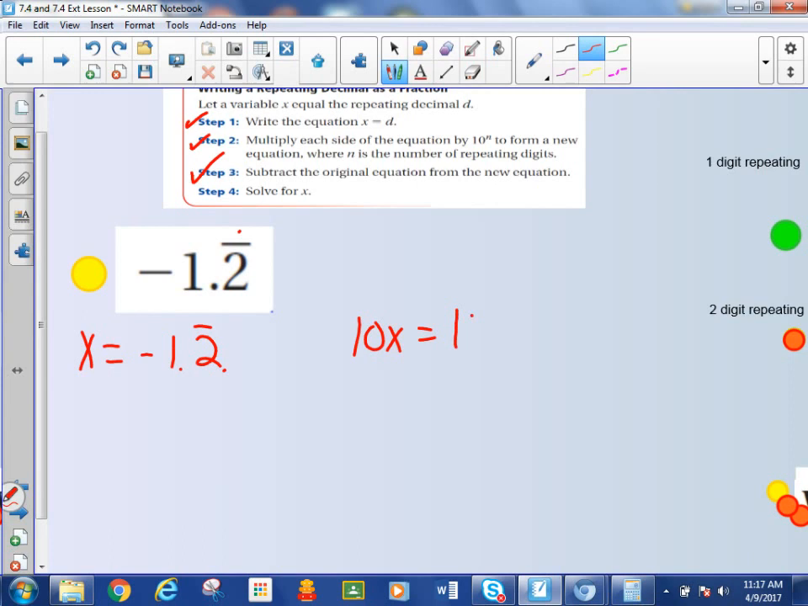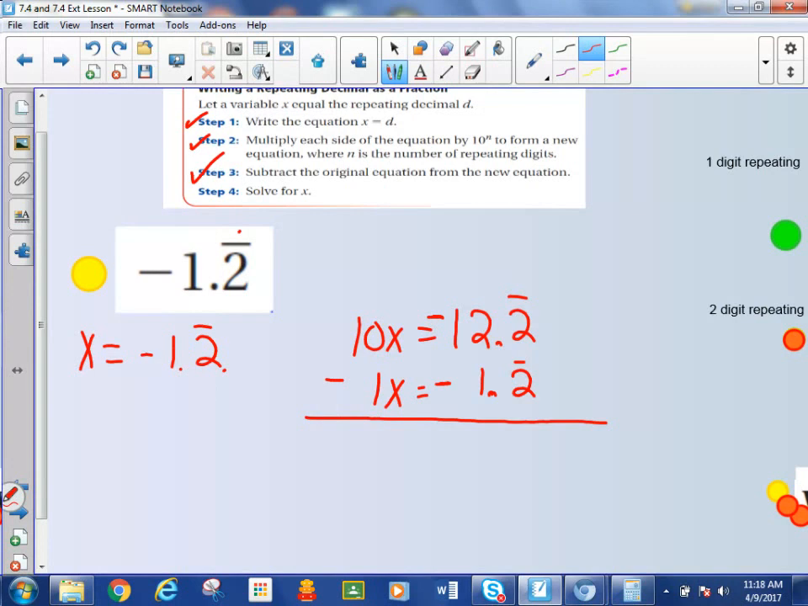So 12.2 repeating by moving our decimal. Step 3 is to subtract our original, so 1x, and this was a negative, by the way. I can't forget that, because that's what I tend to forget. So equals negative 1.2 repeating.